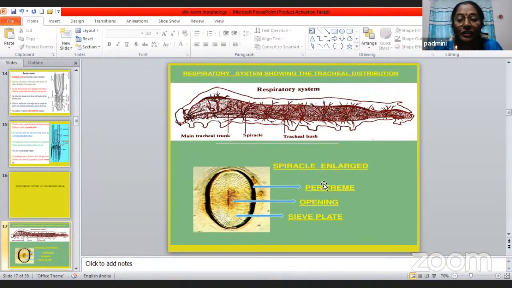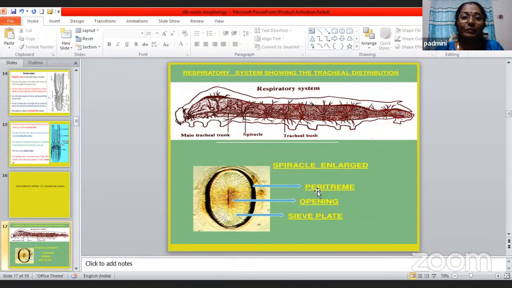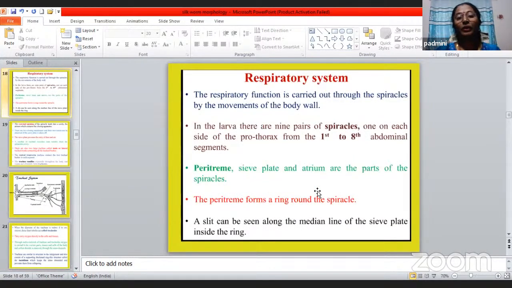The chances of dust particles entering are reduced, like what we have in our nose, where small hairs protect us from dust particles entering inside. So the sieve plate over here is doing the same work that a nostril does for us. This respiratory function is carried out through spiracles by the movement of body walls.